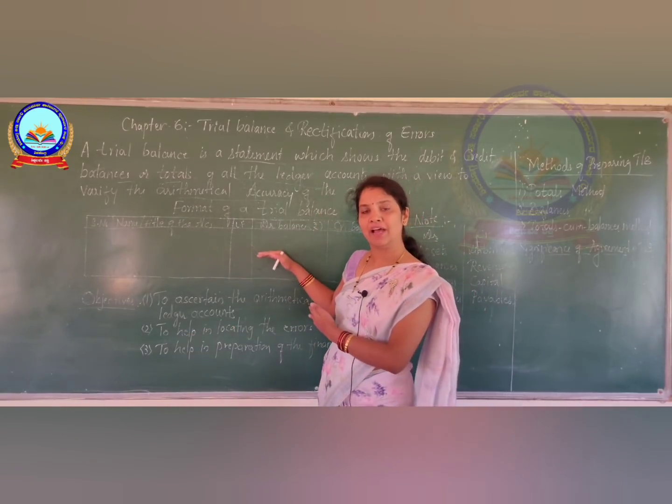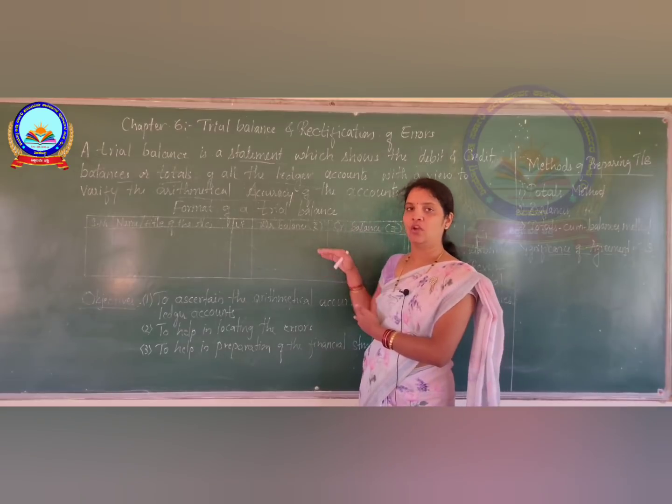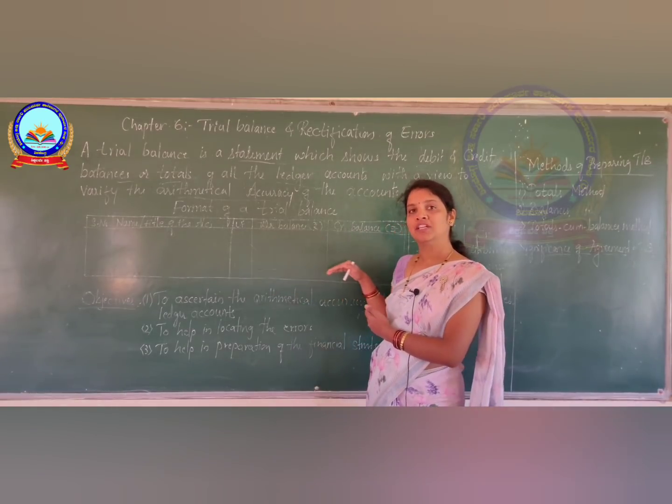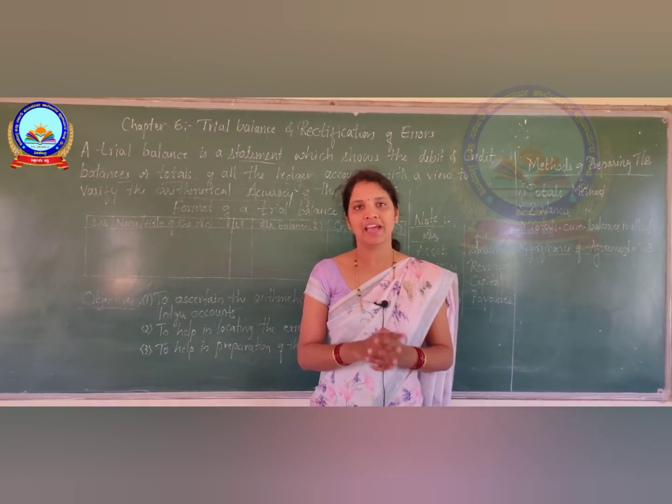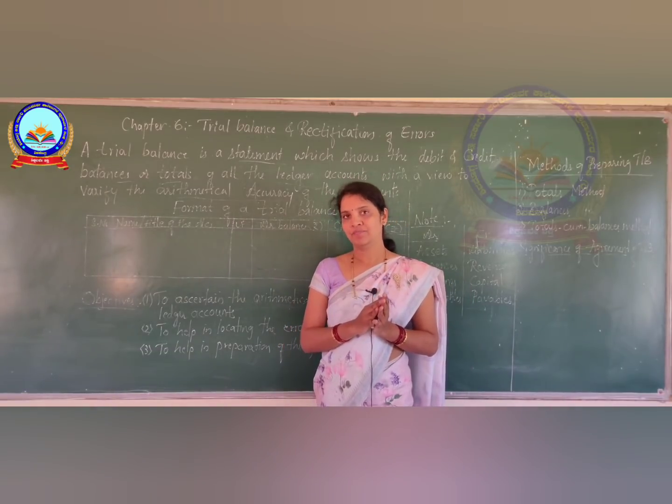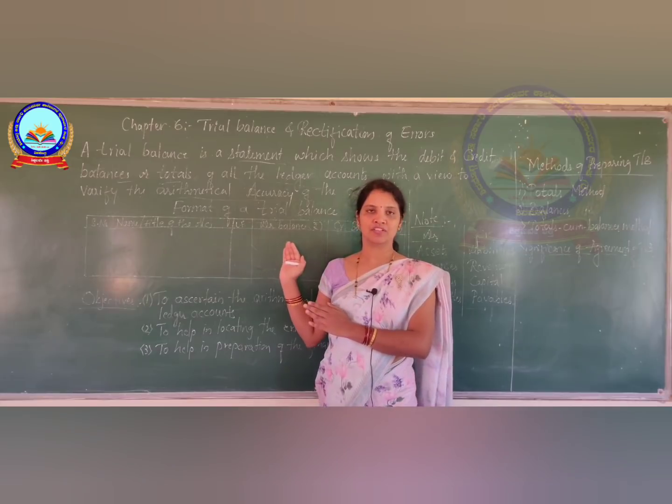The second objective is to help in locating the errors. When the trial balance does not agree, when the total of the debit column is not equal to the total of the credit column, then we can say that there are some errors. So to locate these errors, the trial balance helps us.